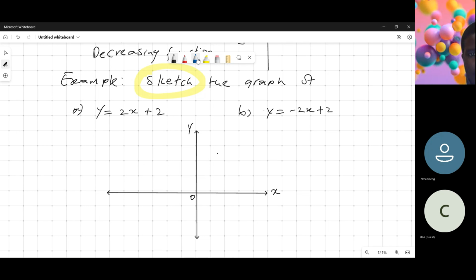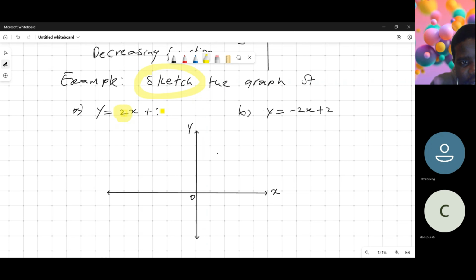So if we look at our equation in A, we will see that the gradient is positive. It's positive 2, meaning the shape of the graph must be in this way. That is number A. We must be climbing. This is the shape of the graph. The other thing that we notice in this equation is that the gradient is positive. That's what I'm concerned with.